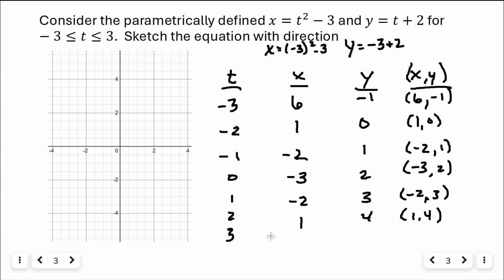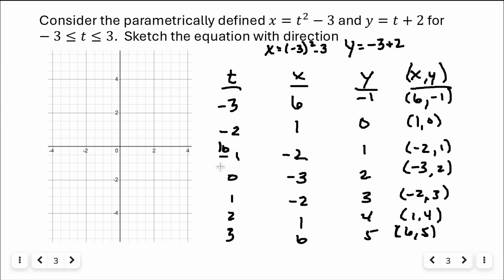3 gives me 6 for x, and it gives me 5 for y. Now, all of these points I can graph. So I'm going to graph them, and then we'll talk a little bit about direction. So 6, negative 1. Well, I don't have 6 on my graph, so I'm going to make it over here, okay? Hopefully that's okay. I'm sorry. Don't have it here, but we can make it.